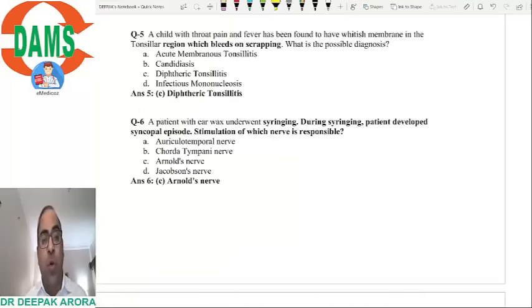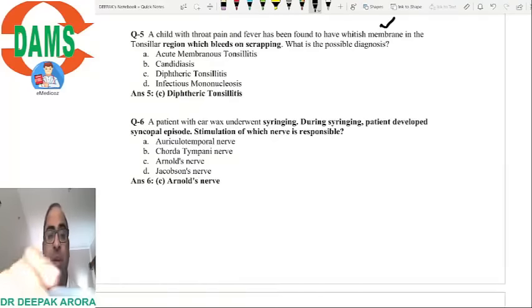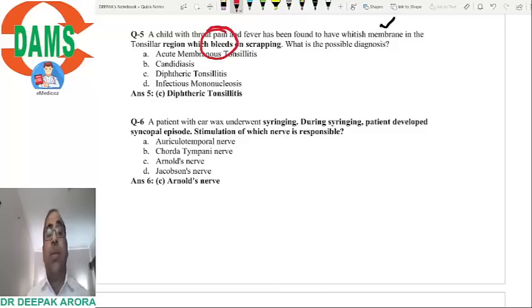A child with throat pain and fever is found to have a whitish membrane over the tonsil. The examiner is giving an MCQ on tonsillitis, a very important topic. So let us rule out the options. What is the keyword in the MCQ? The membrane on removal bleeds. It means we go in favor of diphtheria. If it is streptococci, it never bleeds. If it is diphtheria, it bleeds. Clear? So the answer will be option C, not option A. Option A never bleeds on removal.